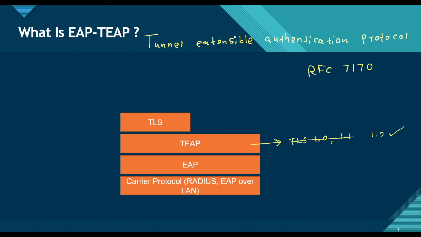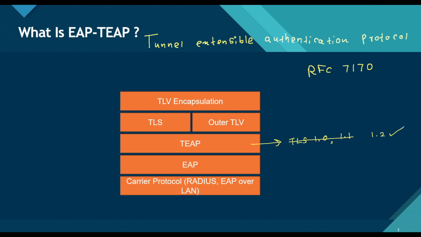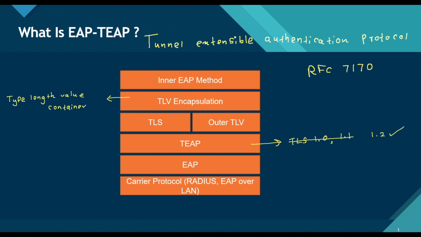Inside the TLS tunnel, you have TLV encapsulation, a.k.a. type, length, value, and this is where inner EAP methods run.